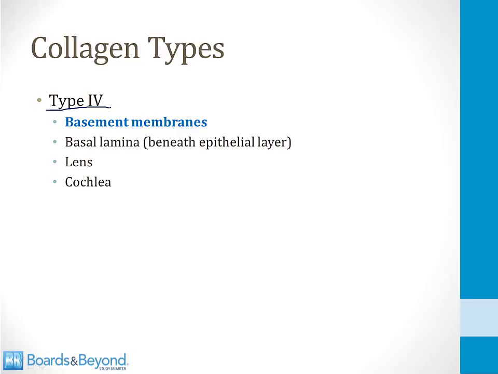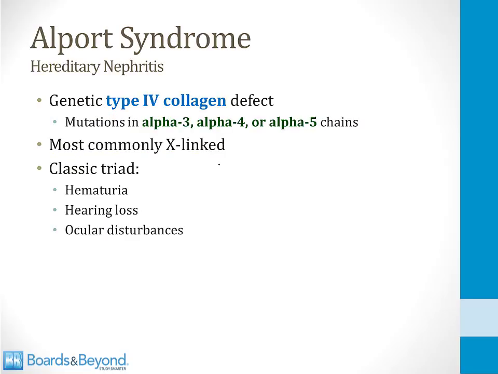The reason this type of collagen is important is because it's found in basement membranes. So you can find it in the basal lamina, beneath the epithelial layer in many structures. You can also find it in the lens of the eye and in the cochlea of the ear. And if you understand those locations for type 4 collagen, then it's very easy to understand the rare genetic disorder Alport syndrome, which is also called hereditary nephritis. This condition is caused by a genetic type 4 collagen defect.